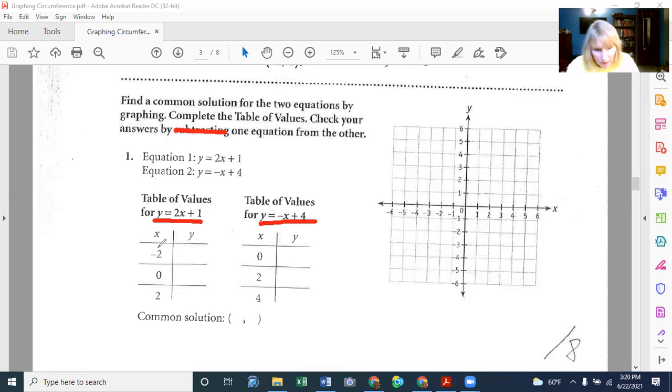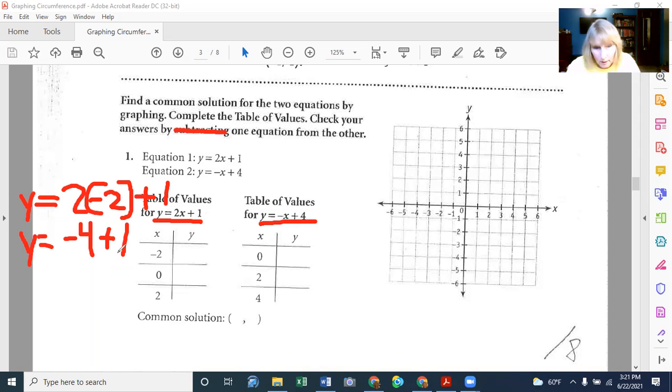So I'm going to plug in a -2 for x. So my equation is y equals 2 times -2, plugging that in for x, plus 1. So I just solve. So 2 times -2, always do multiplying before addition. So a positive times a negative will give me a -4 and then plus 1. So y is then equal to, what's -4 plus 1? Right, -3. So -3 is my first table value there.